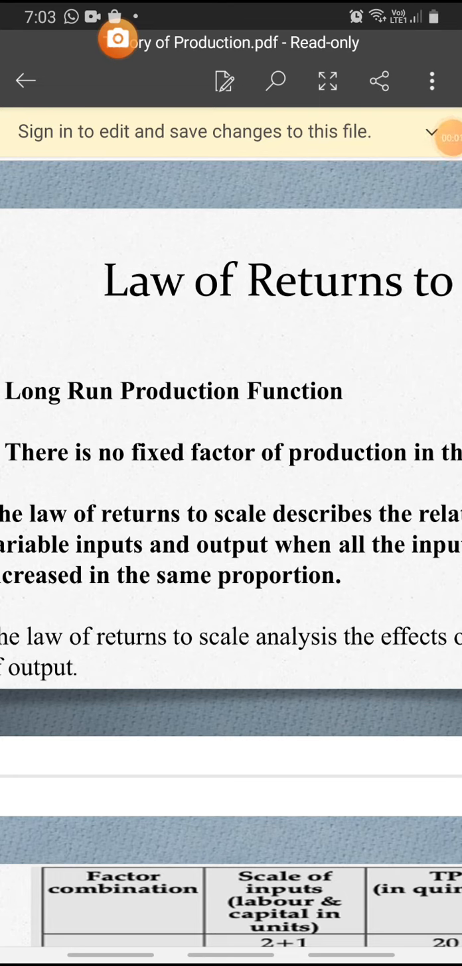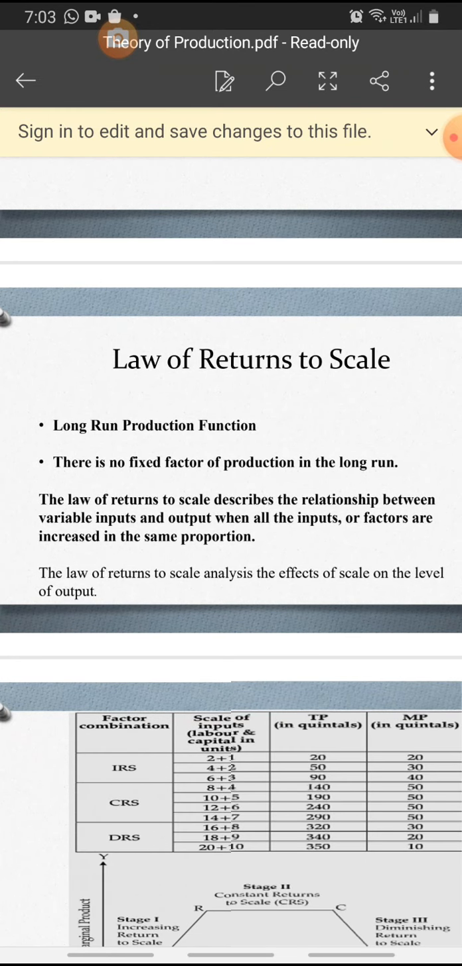Today we have to study the laws of returns to scale under the theory of production, third part. It deals with the long-run production function. There are no fixed factors of production in the long run. We studied that all the factors of production become variable.